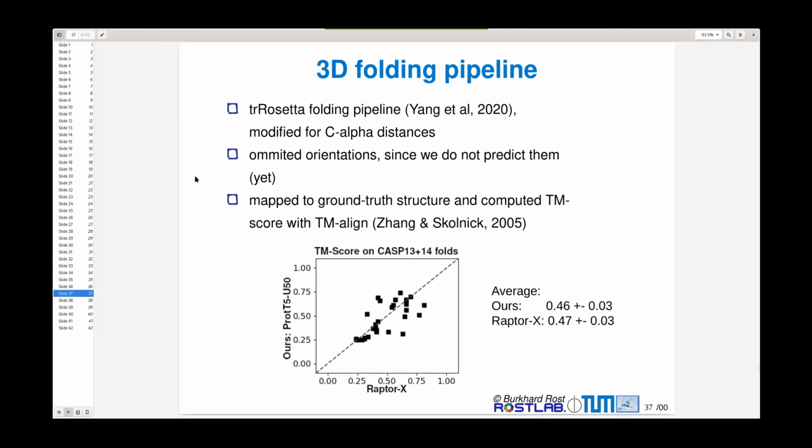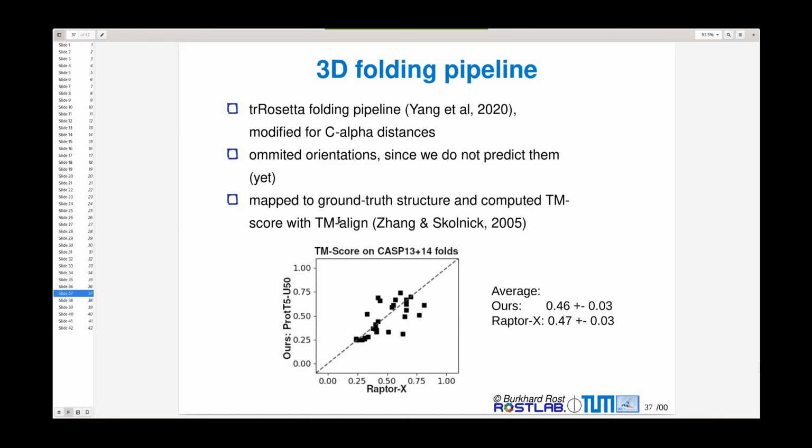But after that, we could essentially feed in our predicted histograms and get to pretty solid 3D structures. Now, in order to compare 3D structures, you need different tools. One of the tools of choice here is TM Align. This is essentially a structural alignment tool.